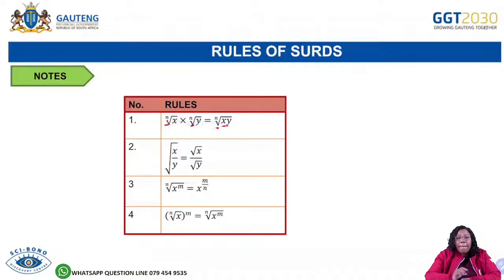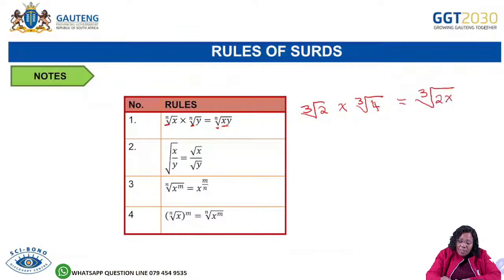For example, let's say we are having the cube root of 2 multiplied by the cube root of 4. This rule states that you can have only one cube root that is representing both, and then you can multiply what is in there.